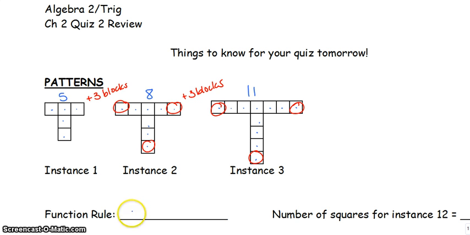That gives us the first part of our function rule. Since we're adding 3 blocks, that is our rate of change. So that is going to be our slope. So it's the number with our variable. So y is equal to 3x.